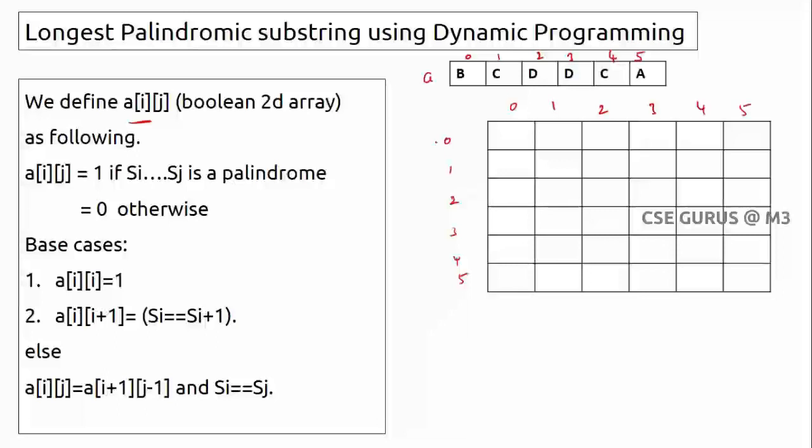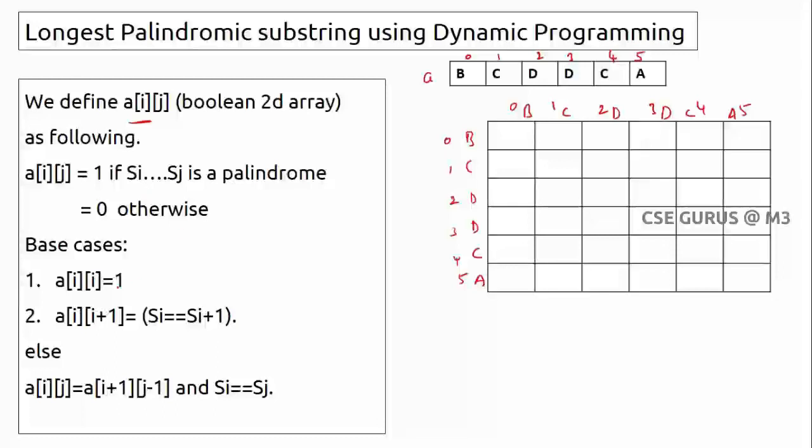And let us write the characters also. What are the characters we have here? B, C, D, D, C, A. Right? So here also I'll write B, C, D, D, C and A. Okay, now after writing this one, we have to follow these rules. So what are the rules, what things we need to fill up in this, and how to fill up and how to get the answer, we will see here.